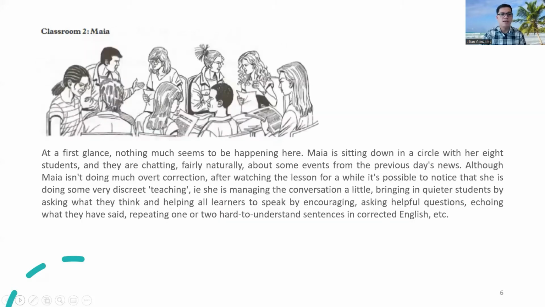The next one is Maya. At first glance, nothing much seems to be happening here. Maya is sitting in a circle with her 8 students, and they are chatting fairly naturally about some events from the previous day's news. So they're talking about the news from the newspaper the other day. Although Maya isn't doing much overt or explicit correction, after watching the lesson for a while, it's possible to notice that she is doing some very discreet teaching.